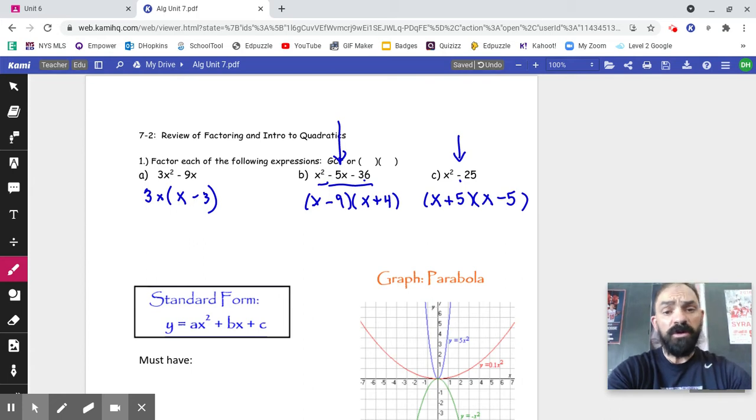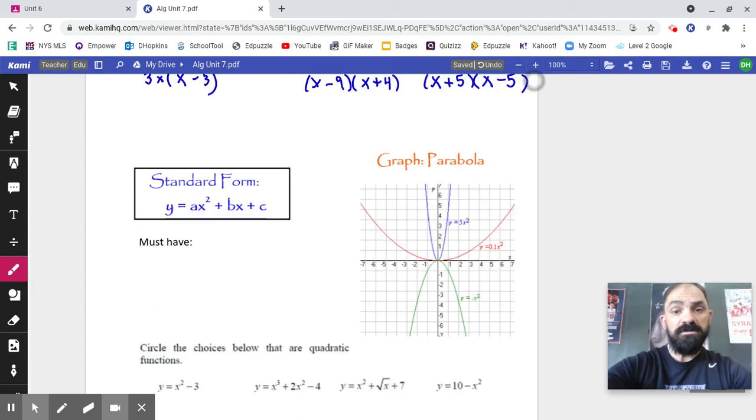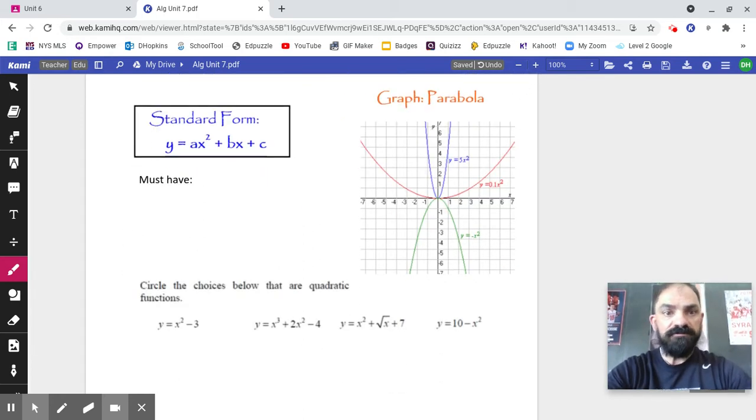Okay, so that was a quick review on factoring. That, again, was from Unit 3 or 4. We cannot forget this. It will stay with us.